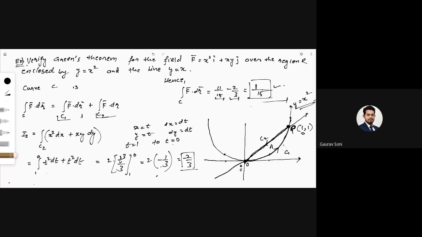Fine. So this is the line integral. Now we have to go for the double integral. That will go after the break of 10 minutes. Any problem in this? No, sir.